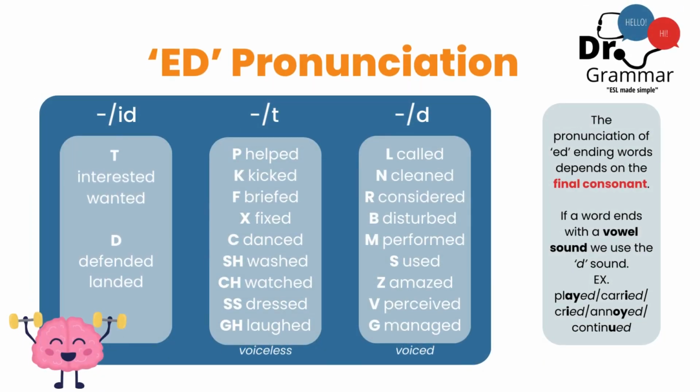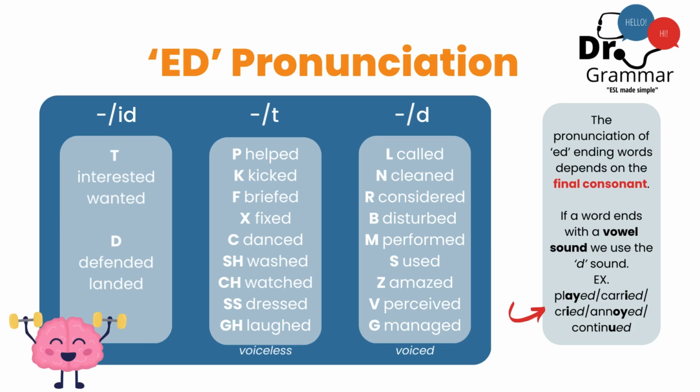The pronunciation of ED ending words depends on the final consonant. However, if a word ends with a vowel sound, we use the D sound on ED. Say these examples with me. Played, carried, cried, annoyed, continued. With all of these words, they have a vowel sound at the end, and so ED, when added, will have a D sound.